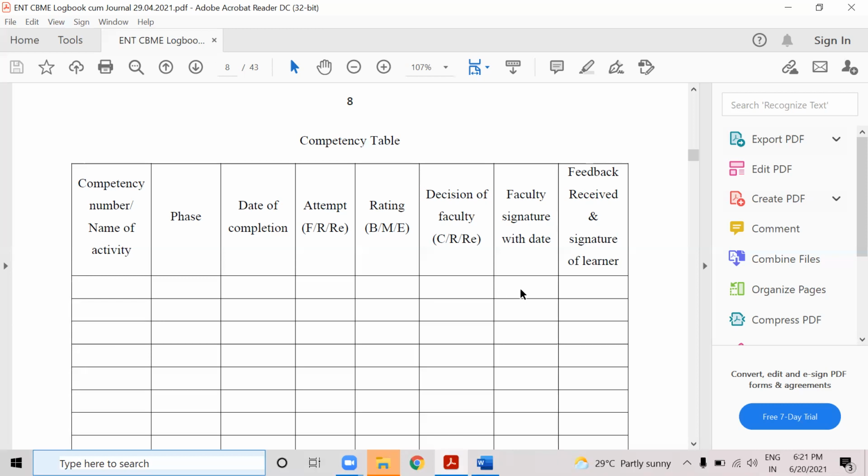Then the faculty who completed that competency, their initials or signature with date, and if the student has received the feedback, the student's signature and date needs to be mentioned here.